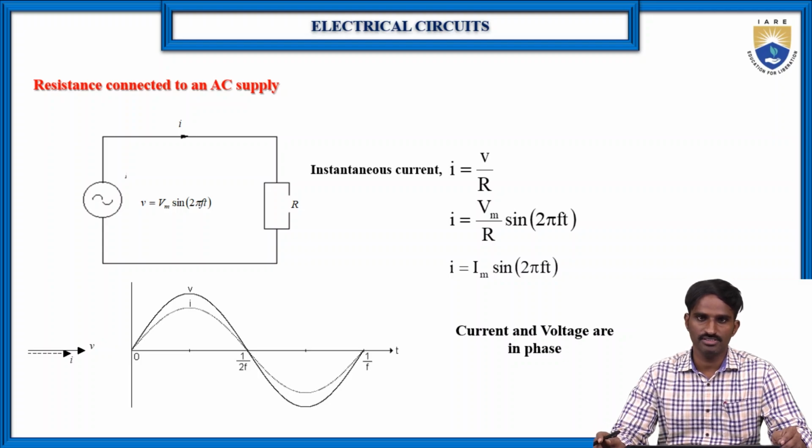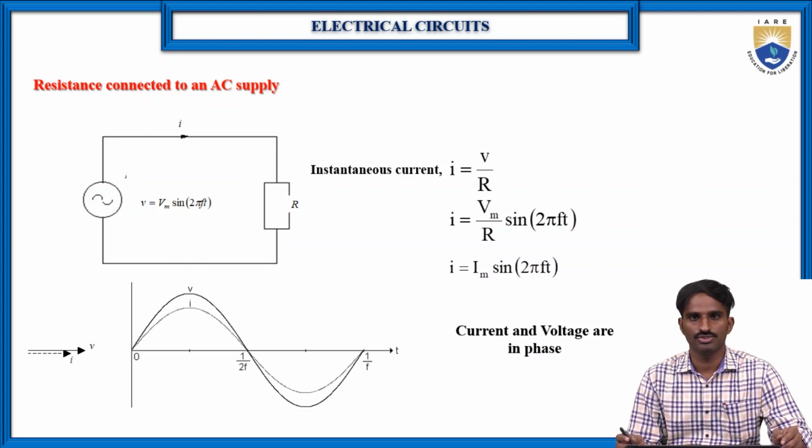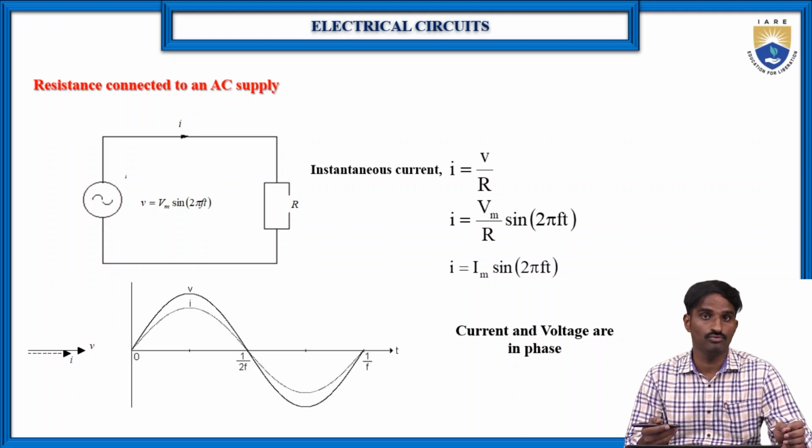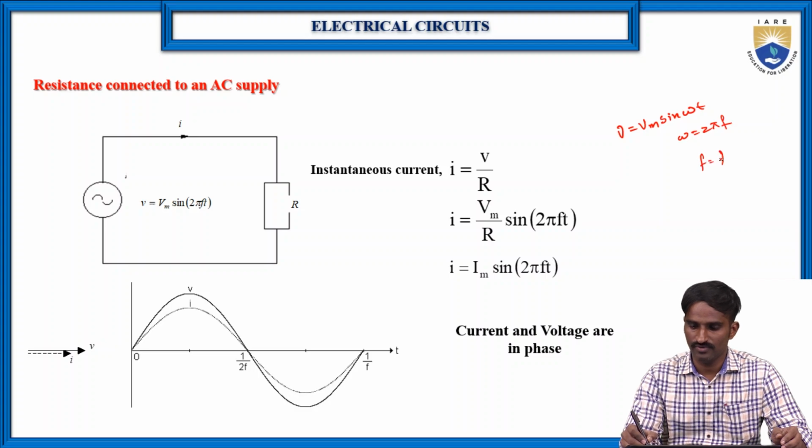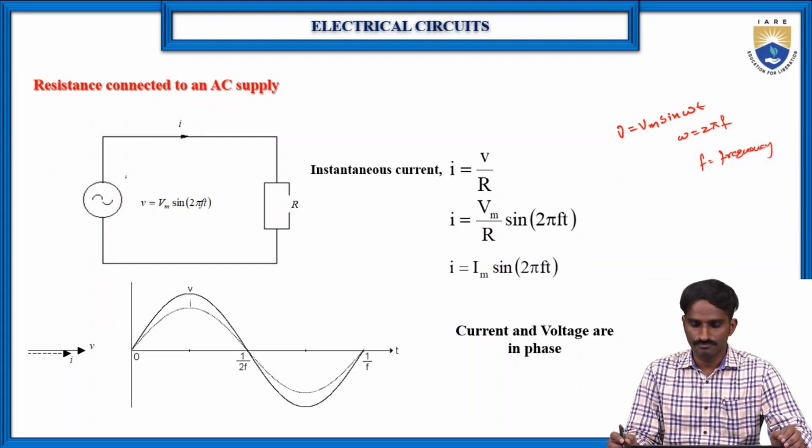We have already discussed some basics about the AC supply, which means what the phase difference between two quantities is and how we can represent the AC current or voltage. Based on that knowledge, we know the voltage and current equations. Usually, V is equal to Vm sine omega t, where omega is equal to 2 pi f, and f is the frequency of that particular sine waveform.